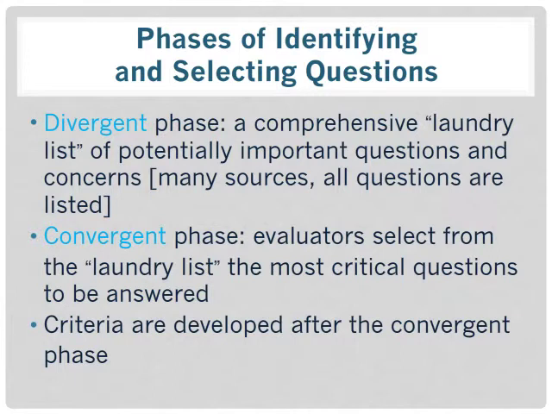And really make sure that you understand that the divergent phase is a comprehensive laundry list, or a checklist if you will, of potential important questions and concerns. Many sources of all these questions are listed. So that's one of the things that you would do if you chose to use that particular type of approach. In the convergent phase, the evaluator selects from the laundry list of questions the most critical questions to be answered, and the criteria are developed after the convergent phase. So there are two different approaches, and we'll look more into them in the next couple of slides.